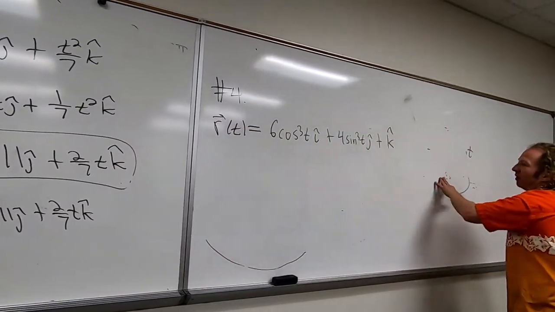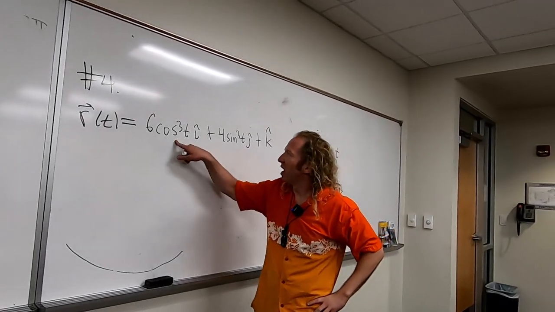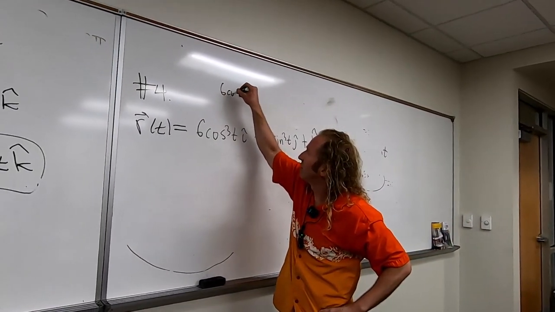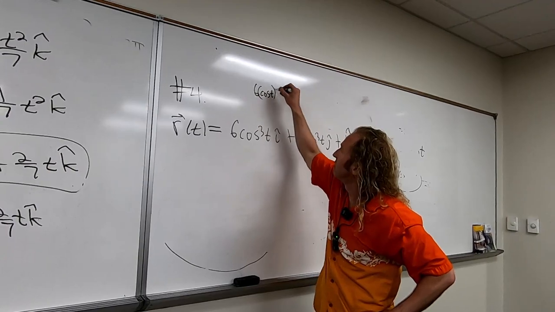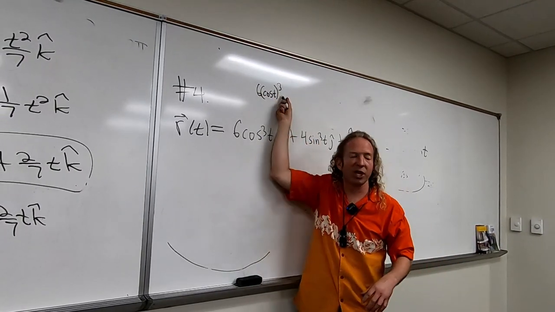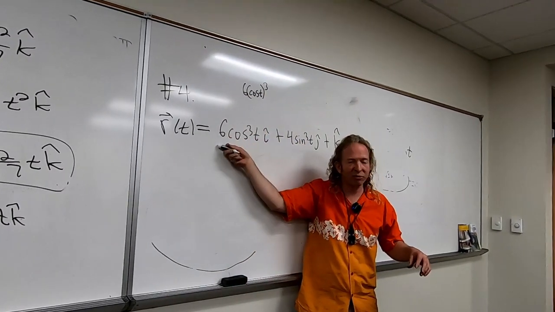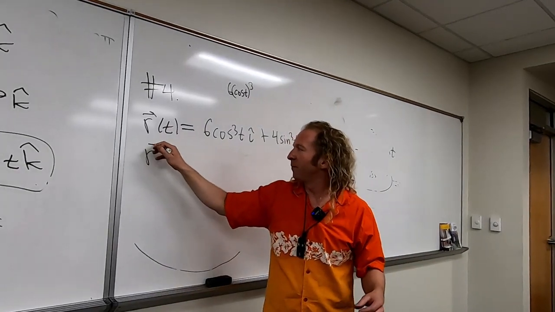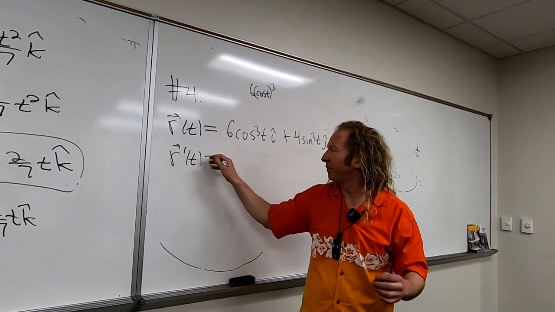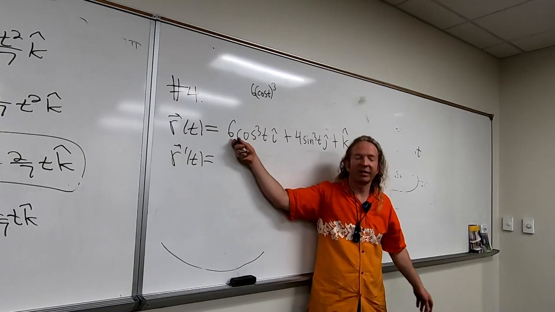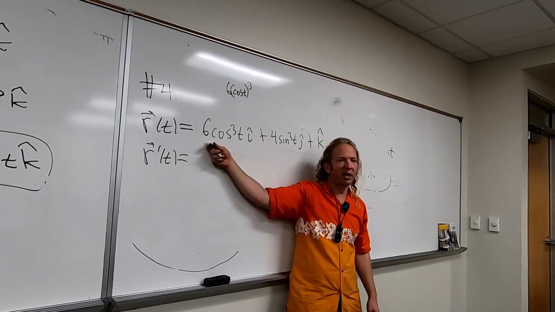So you want to think of this as 6 cosine t quantity cubed. That's what it means. Michael's right, we have to use the chain rule. So we have to bring the 3 down. So r prime of t. 3 times 6 is 18.